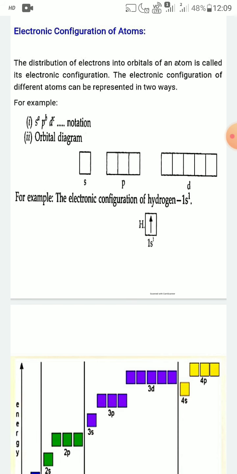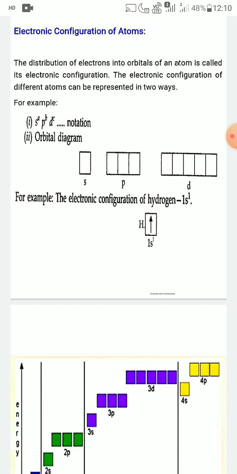You have already studied in lower classes how to represent the electronic configuration using the KLMN shell or KLMN notation. Now we have to represent the electronic configuration in terms of SPDF orbitals. So the electronic configuration of different atoms can be represented in two ways. One is orbital notation, that is SPDF notation. Another is the orbital diagram.